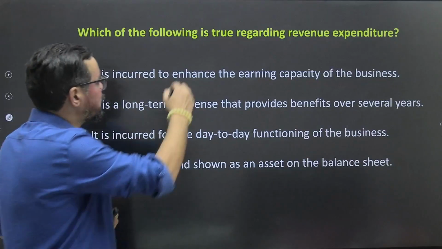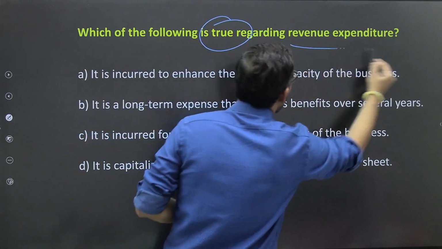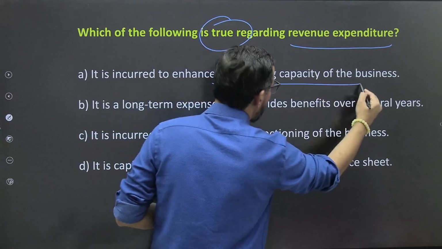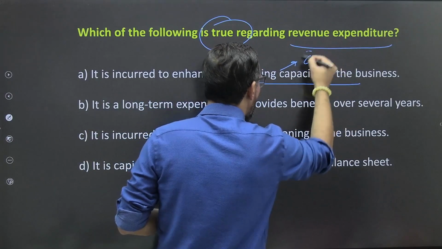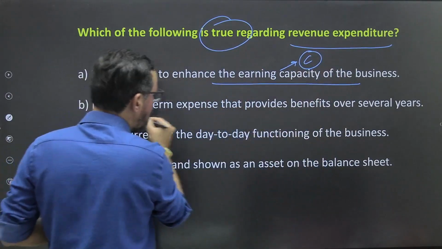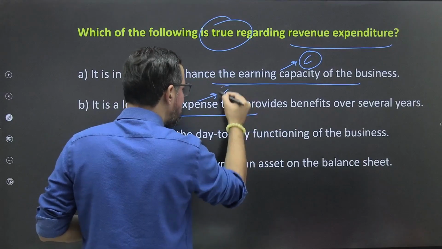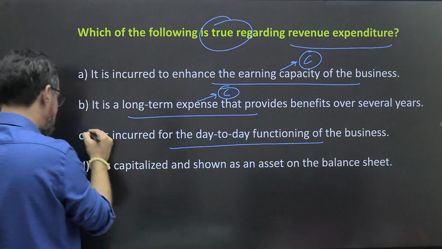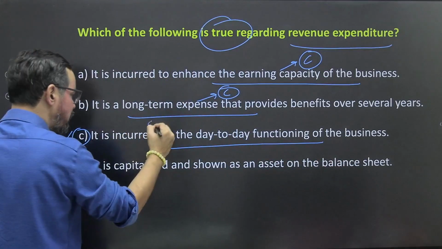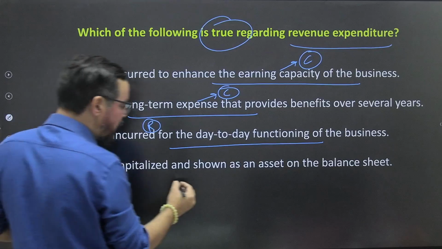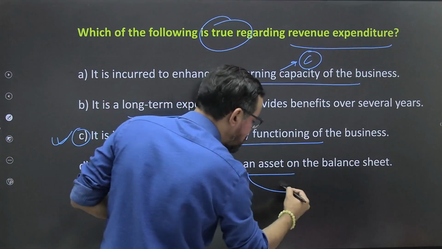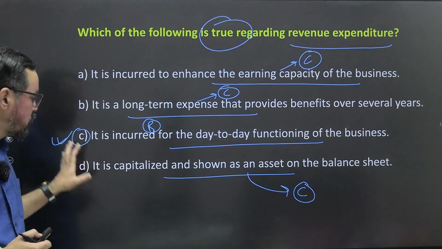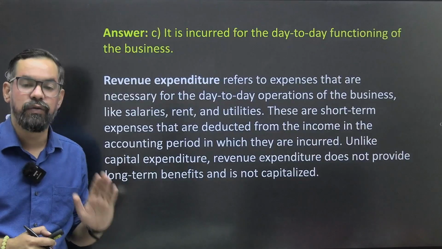Next one. Which of the following is true regarding revenue expenditure? It is incurred to enhance the earning capacity of the business. So this is about capital expenditure. It is a long-term expense again, so it is capital expenditure. It is incurred for day-to-day functioning of the business. Okay, so this is true for revenue expenditure. Fourth one is it is capitalized and shown as an asset. So capital expenditure is shown as an asset. So option C will be the right answer for this particular question.